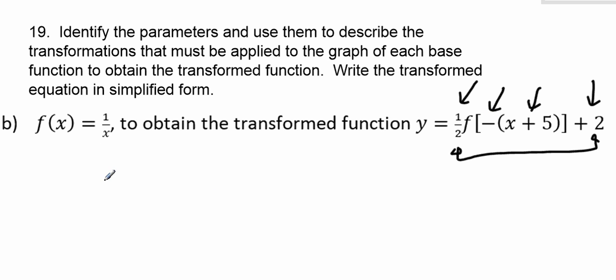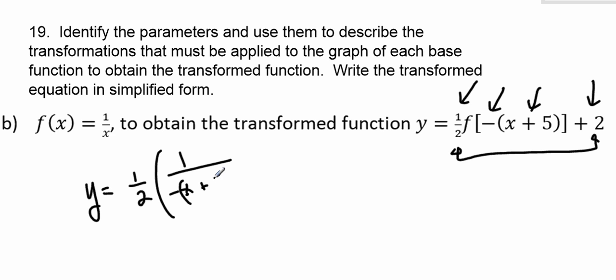So you could write that all down, and then the equation would actually look like this. So 1/2, and then 1 over. So the inside stuff looks like this. So the 1/2 and the +2, the vertical changes, occur outside the function. The function itself happens at the bottom of this fraction. So that's where you see this negative and this plus.